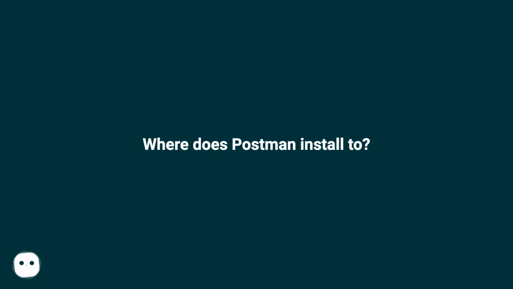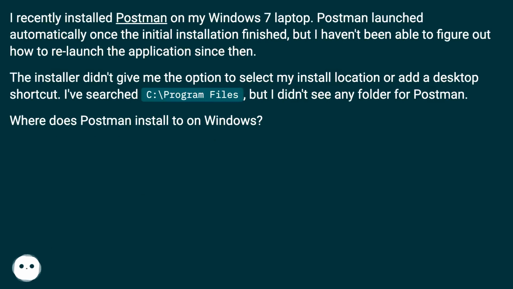Where does Postman install to? I recently installed Postman on my Windows 7 laptop. Postman launched automatically once the initial installation finished, but I haven't been able to figure out how to relaunch the application since then. The installer didn't give me the option to select my install location or add a desktop shortcut. I've searched C:\program files, but I didn't see any folder for Postman. Where does Postman install to on Windows?